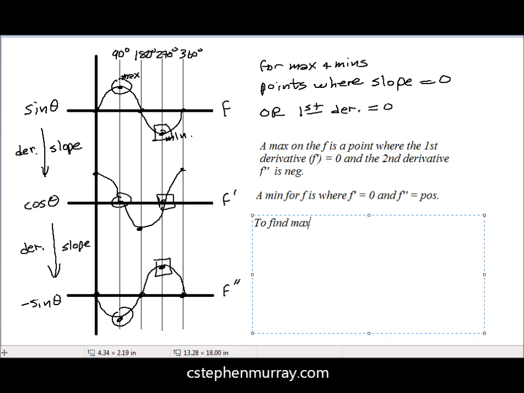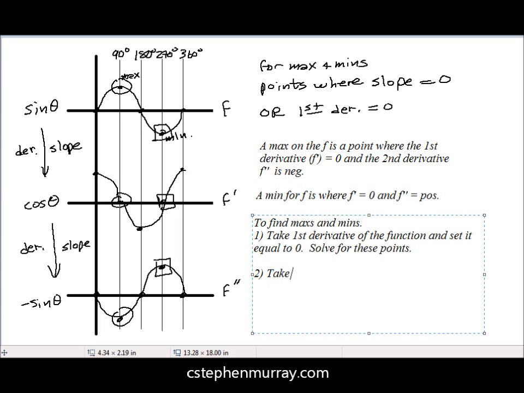To find maxes and mins. Step 1: take the first derivative of the function, set it equal to 0, and solve for these points. You're actually going to need the numbers. Step 2: take the second derivative and evaluate at the points you found.